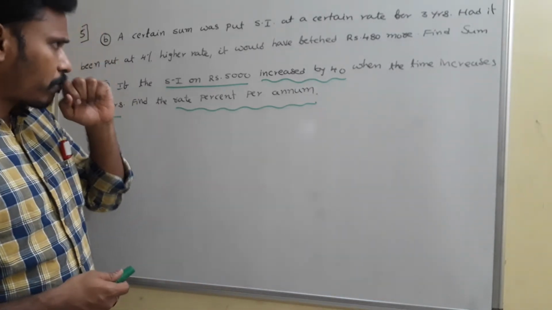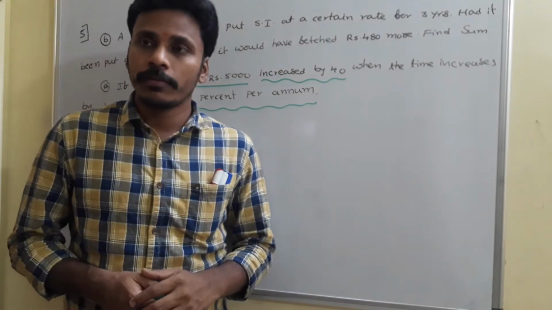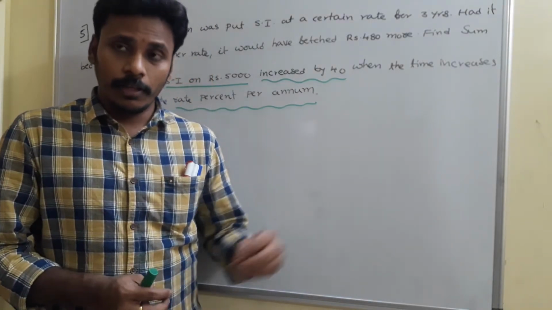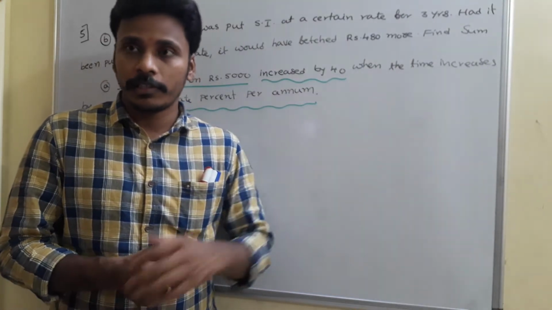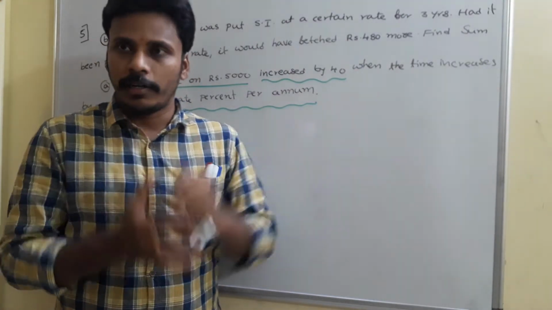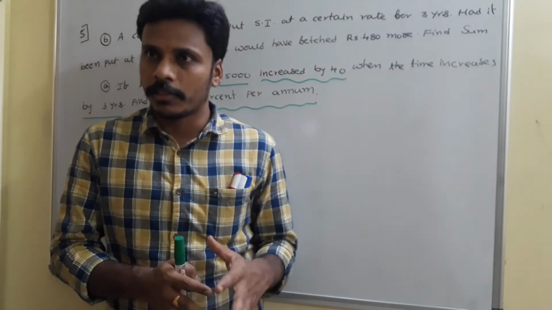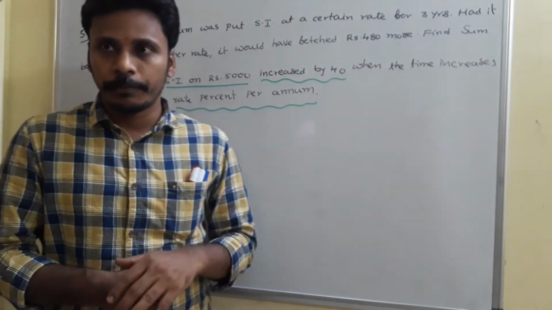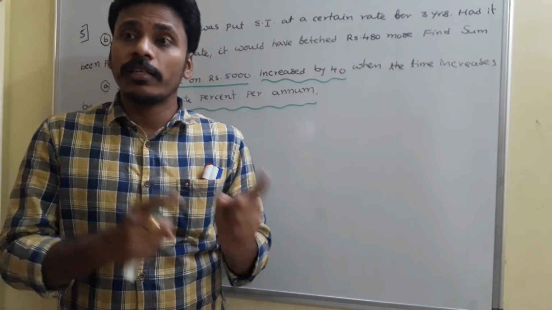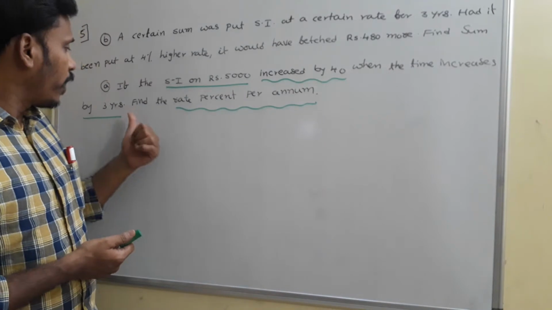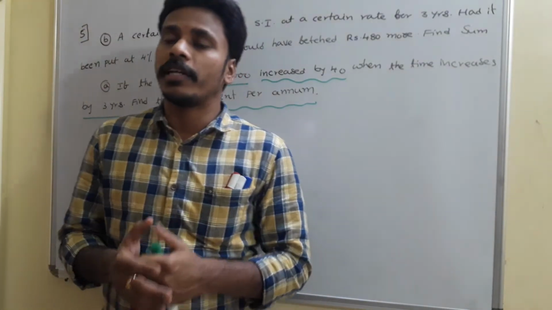See, if that 5,000 rupees, with a particular rate of interest, is invested for some years, you will get some simple interest. Everything else is not mentioned here. Only the principal is mentioned, and the difference between the interest is mentioned as 40, and the difference between the time is also mentioned as 3 years.